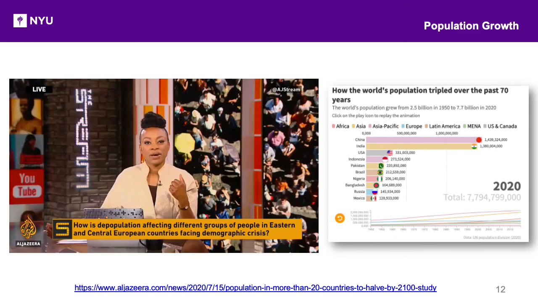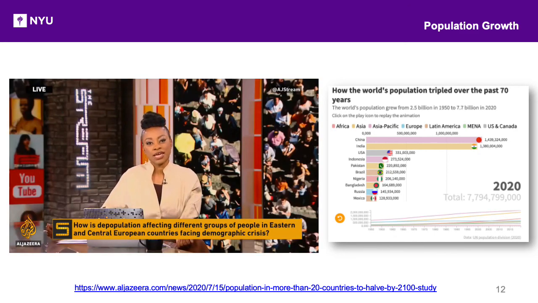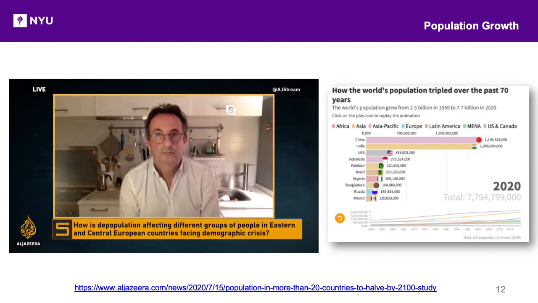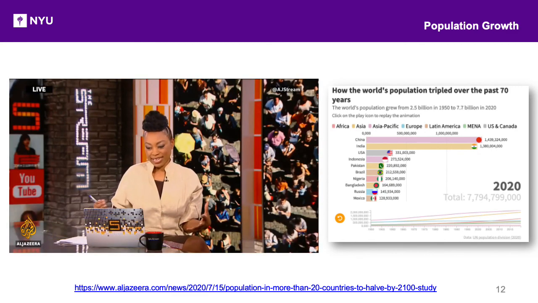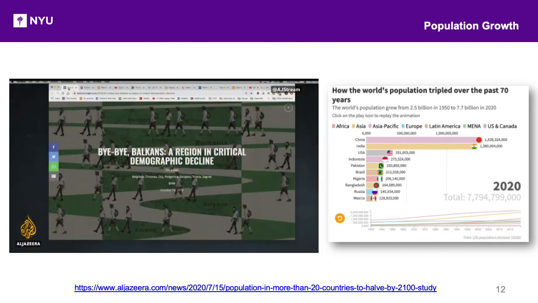We're joined now by Tim Judah. He's a Balkans correspondent at The Economist, and he joins us from the Italian city of Genoa. Tim, it's great to have you here. I'm just looking at some of the work that you've done, and you've looked into the Balkans in particular, a region in critical demographic decline. That word critical, how serious is it, Tim?